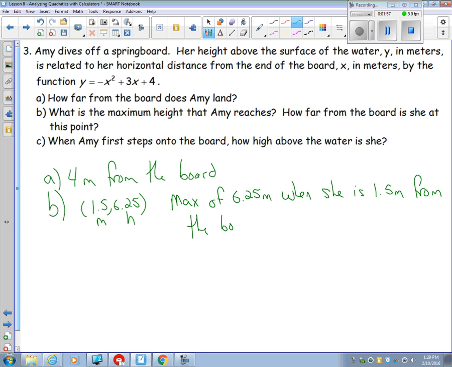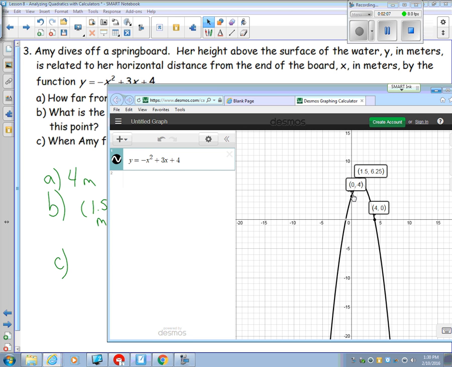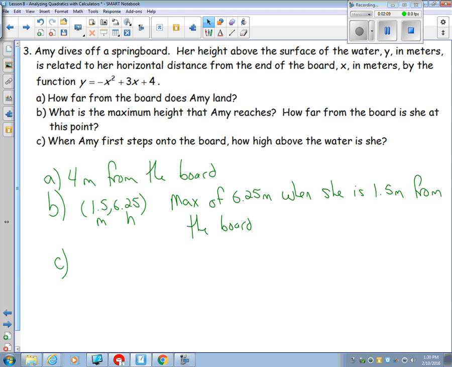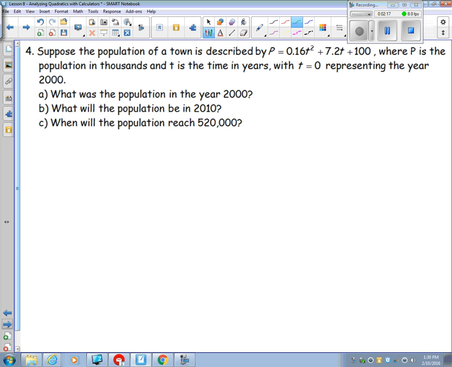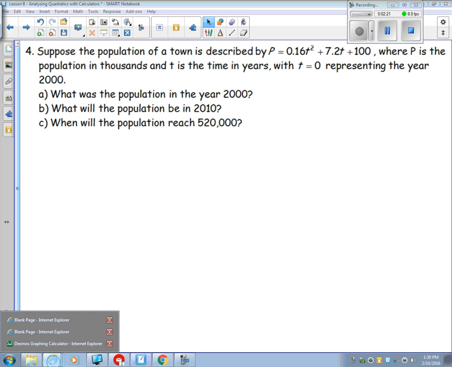And technology goes real quick for us here. And part C, when she first steps on the board, how high above the water is she? We'll take a look at our picture. She steps on the board right there, and her height is 4 meters. And we're done. Okay, give the last one a try if you didn't try that one. See if you can figure it out. This is a little bit trickier, but you should be able to get it.